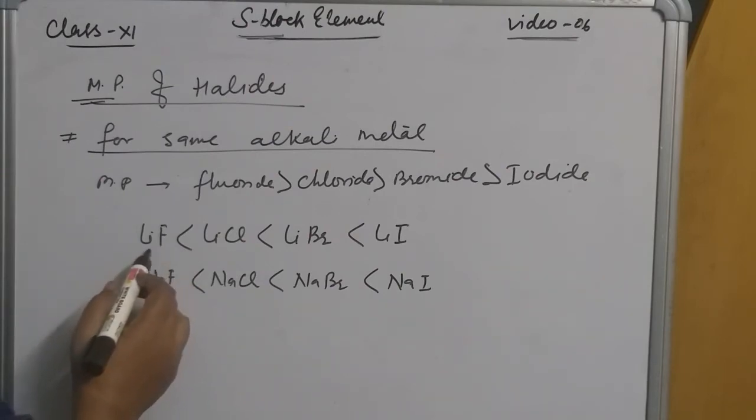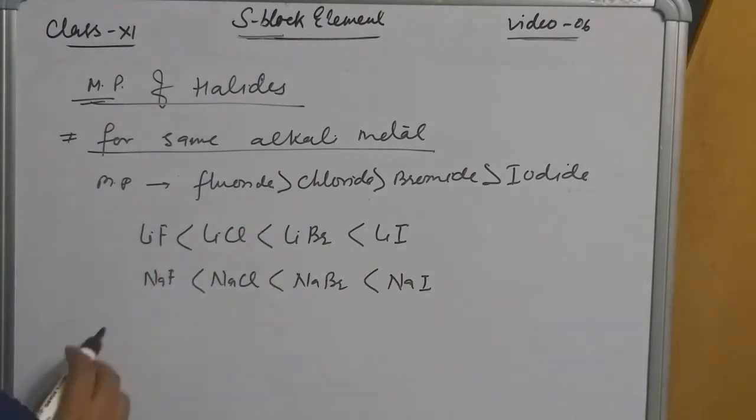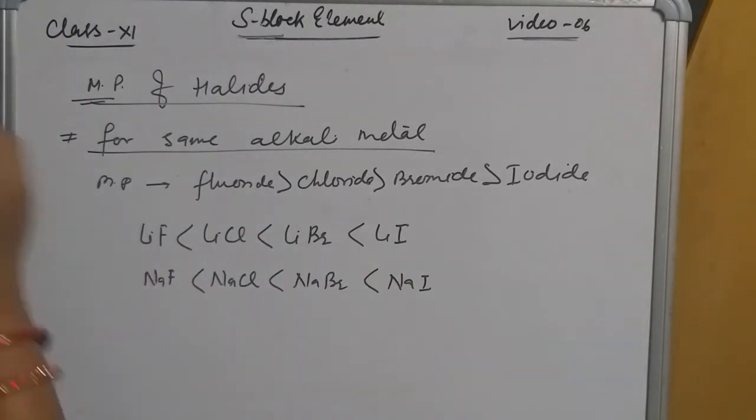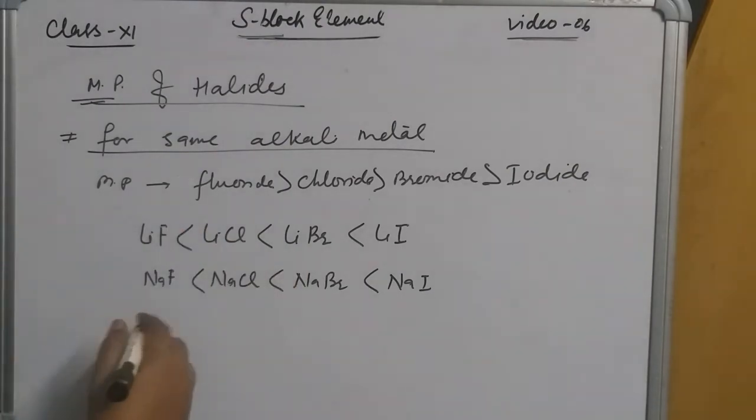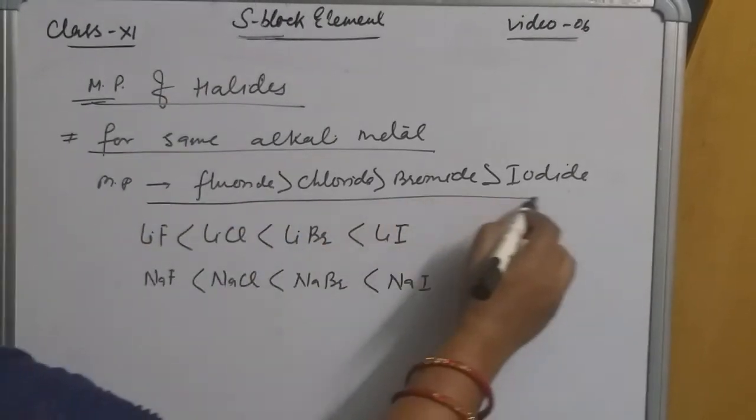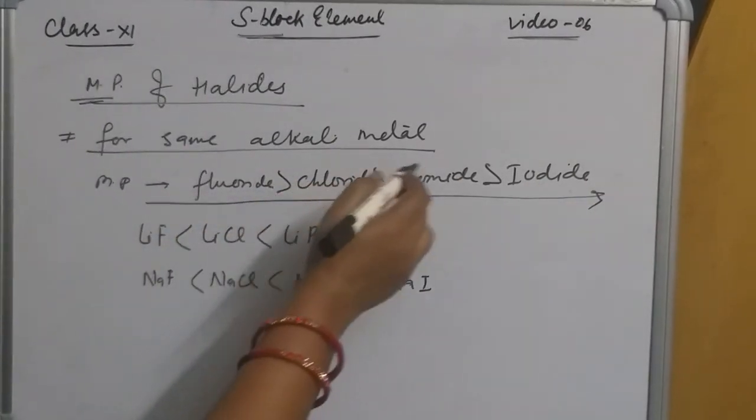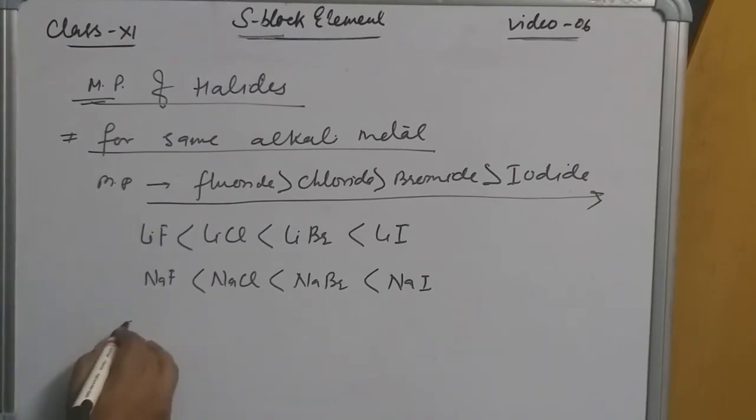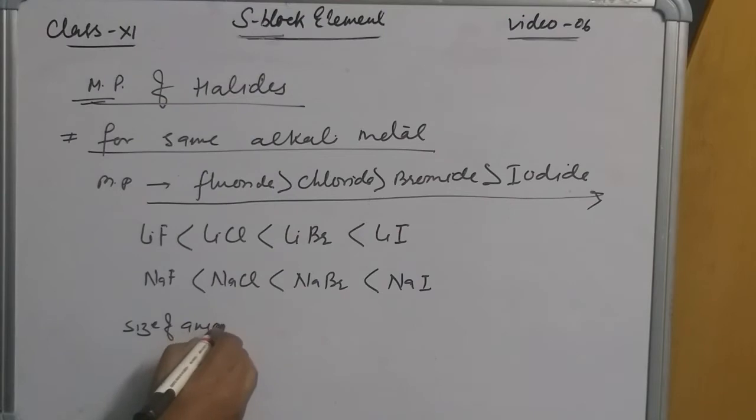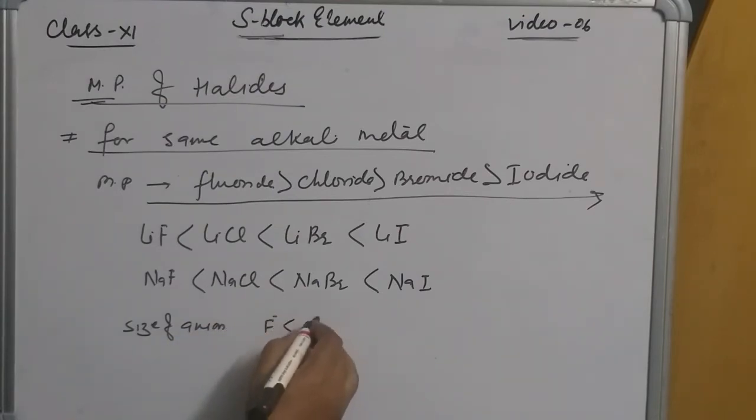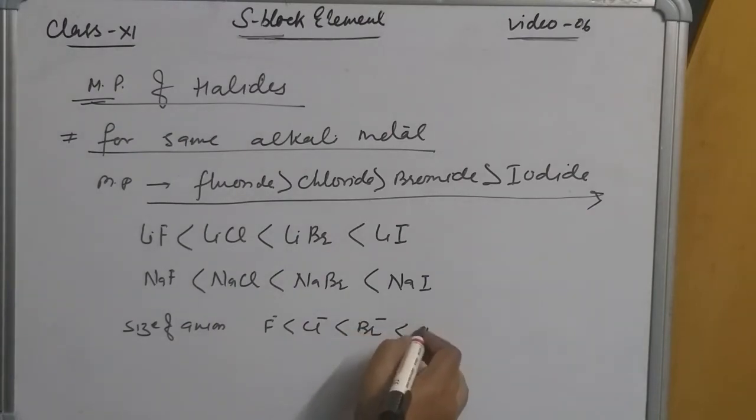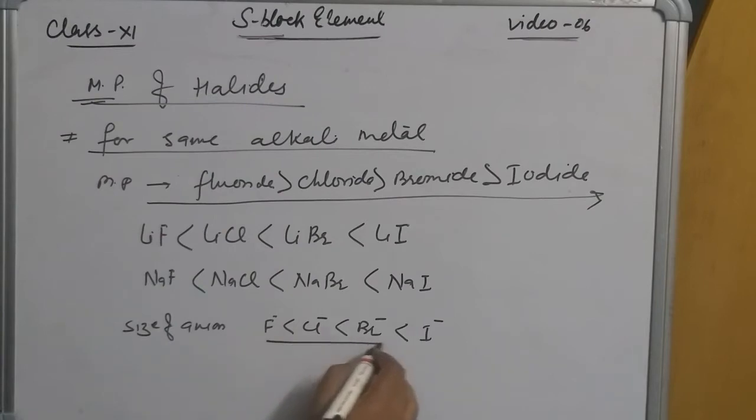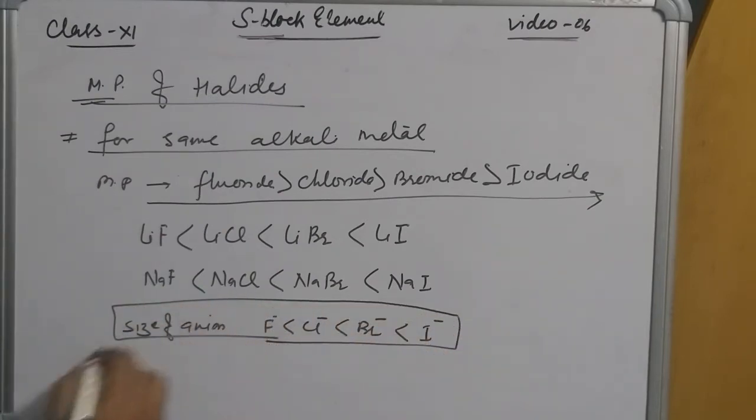The highest melting point is that of the fluoride, the lowest is that of the iodide, and as we move, the melting point decreases: fluoride, chloride, bromide, and iodide. So the size of the anion increases from fluoride to chloride, bromide, and iodide. So the melting point depends on the size of the particular ions.